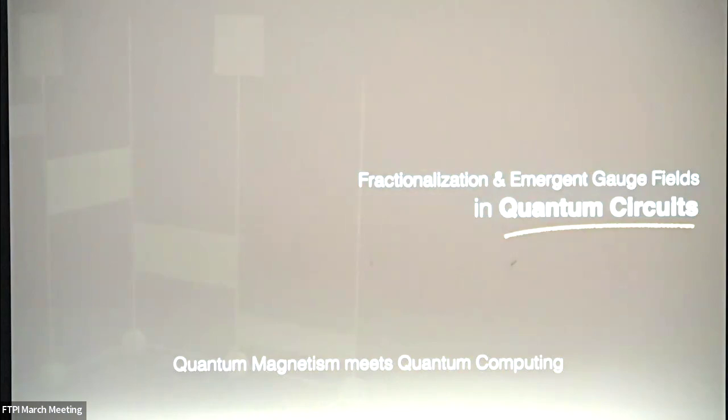D-Wave is different. So it's really about digital circuits now that you do. And now I'm trying to motivate why this might actually be interesting in looking at problems in quantum magnetism, by trying to explain how we can get these phenomena of fractionalization and emergent gauge fields, things that we are very much aware of in the context of spin liquids.